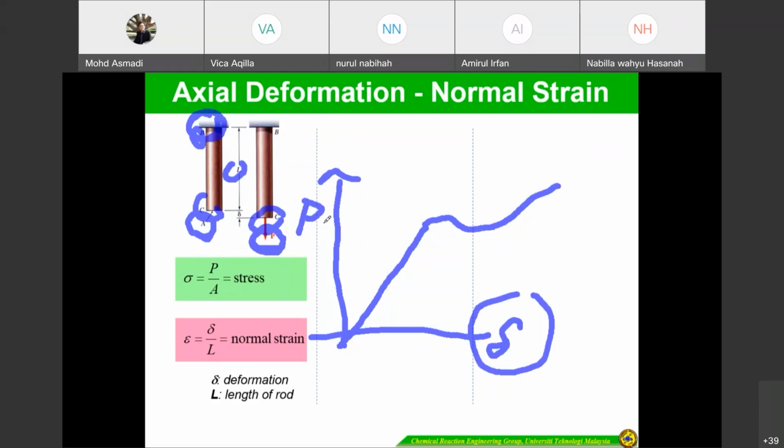The elongation is delta. This is what we call the stress. To determine the normal strain, epsilon equals delta divided by L, the length. The stress is P divided by A, the cross-sectional area. With this we can predict the deformation.